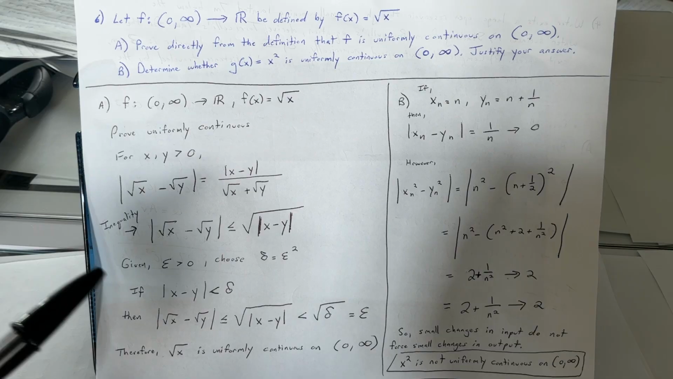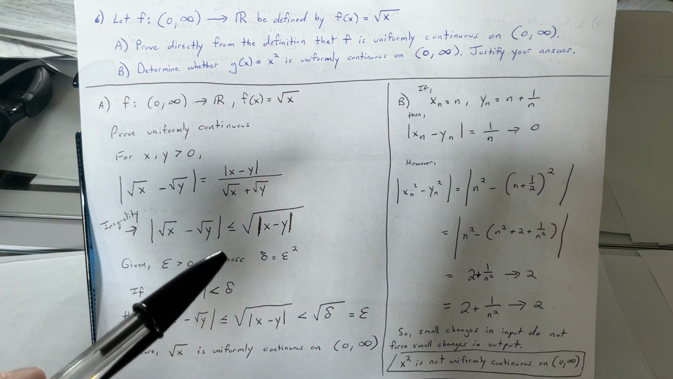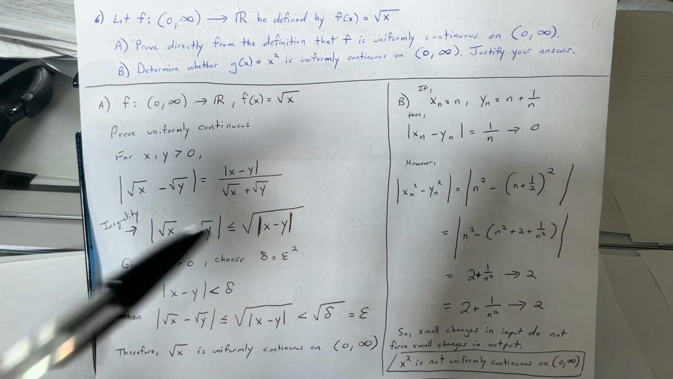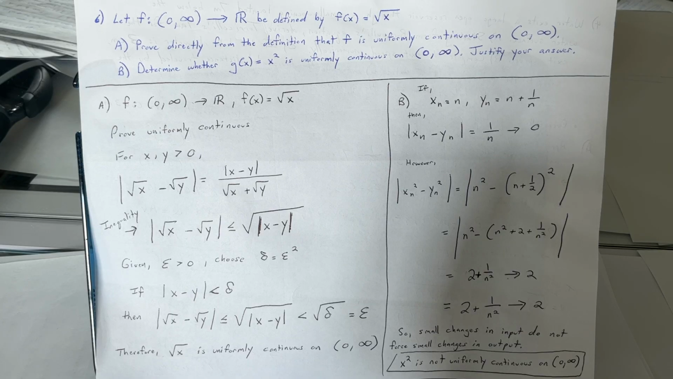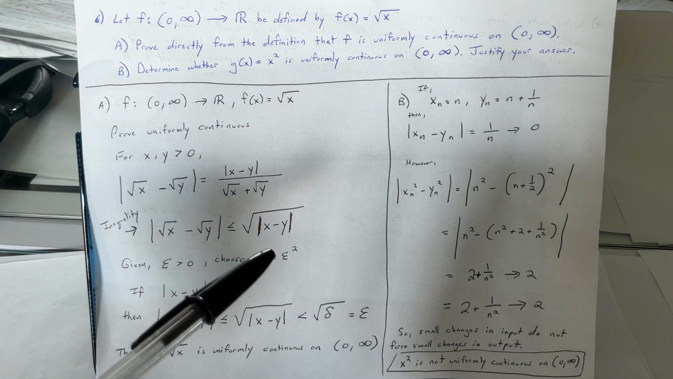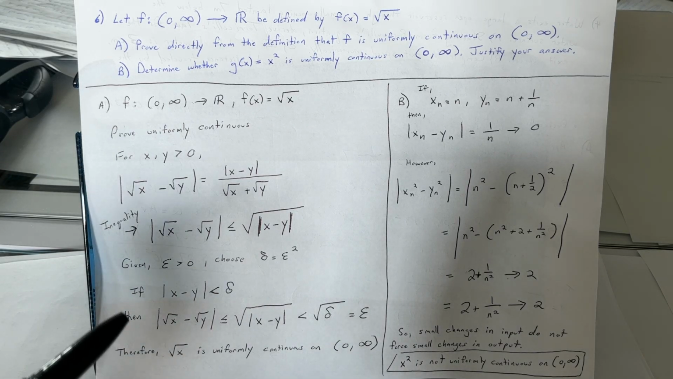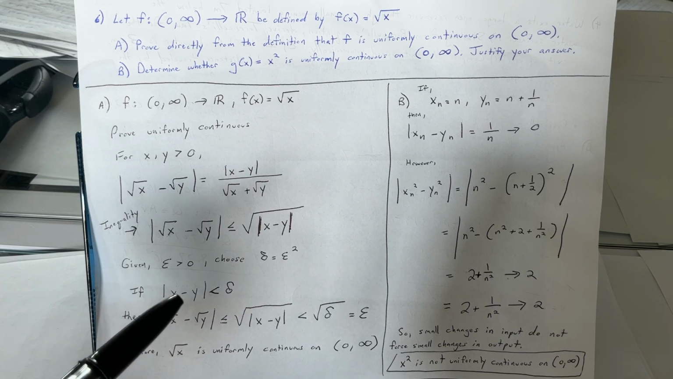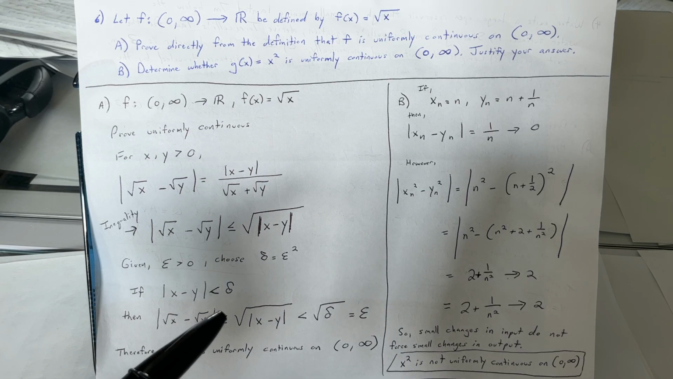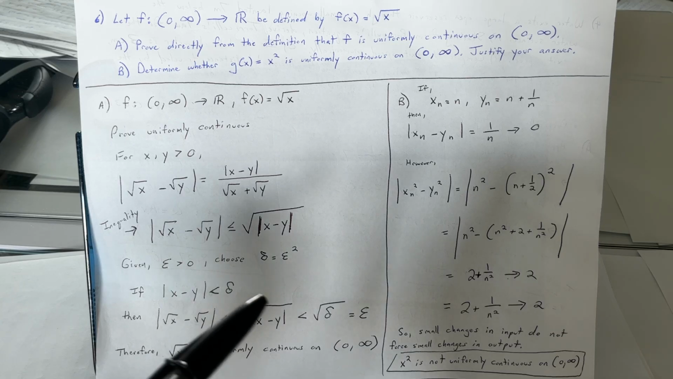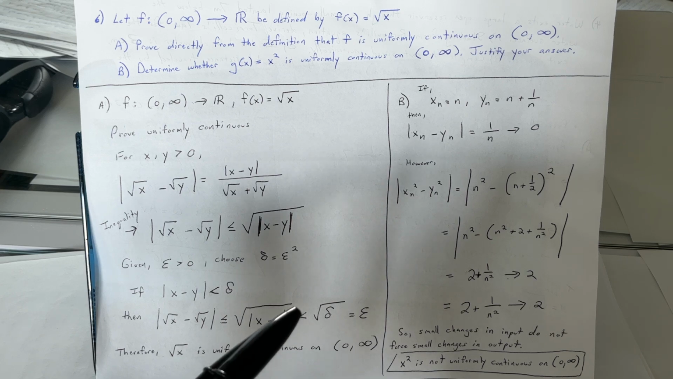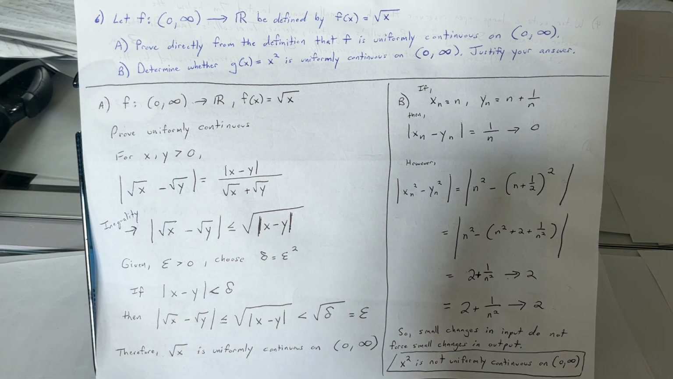Okay, so here, given epsilon greater than 0, we're going to choose a delta. Apologize for my very poorly drawn deltas. Delta equals epsilon squared. So here, if the absolute value of the difference between x and y is less than delta, then the absolute value of the difference between the square root of x and the square root of y, that's less than or equal to the square root of the absolute value of x minus y, is less than the square root of delta, equals epsilon.